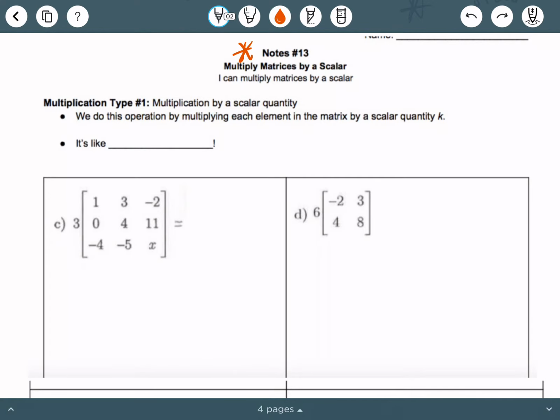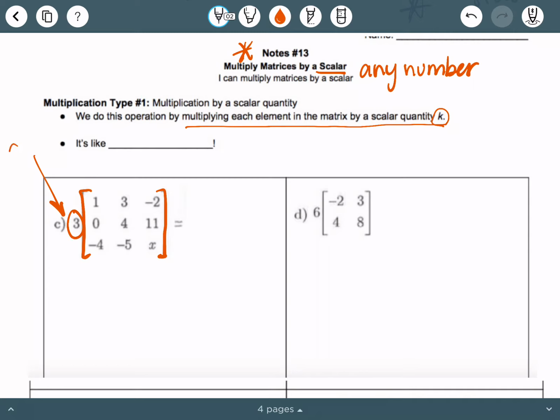We are doing notes 13, which is multiplying matrices by a scalar. So a scalar is any number. It could also be a variable if you wanted it to be. But basically, all we're going to do when we multiply by a scalar is we're going to multiply each element by a scalar quantity of that thing. So each thing inside the matrix is going to get some attention from the scalar, which is outside, right?